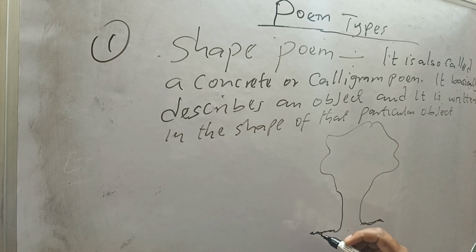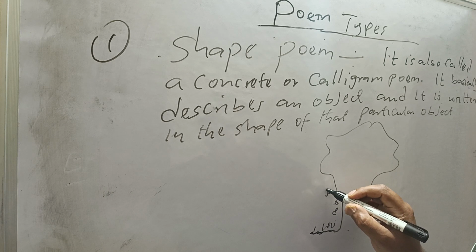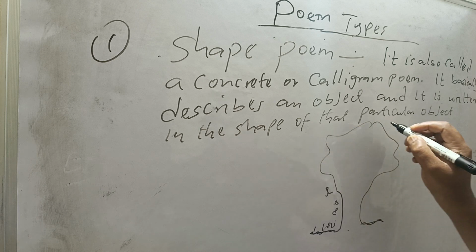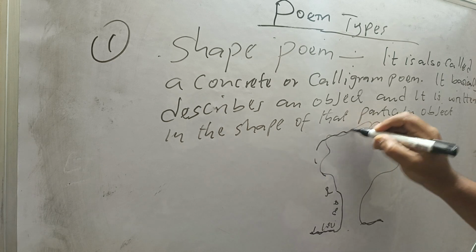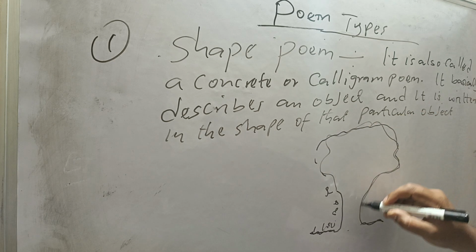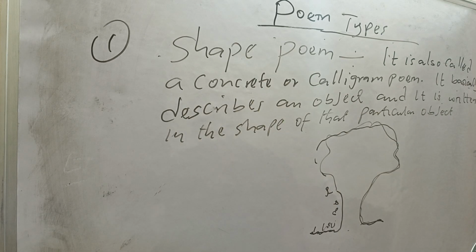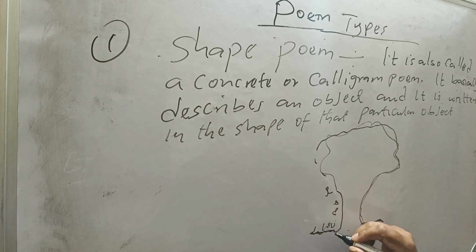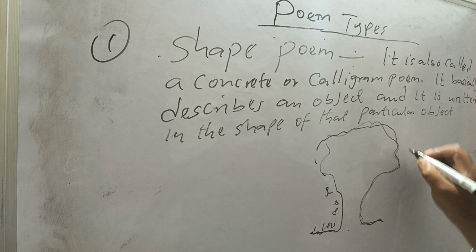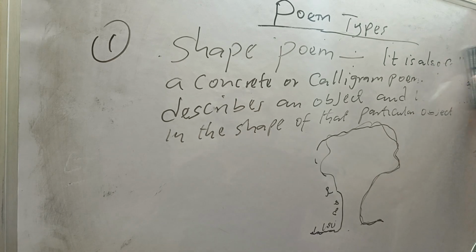For example, these are the words: I love my country's tree. They are very strong and beautiful. So you have to write the words to make exactly the tree shape. That is what the shape poem is about. If you give your title as a car, you have to write about the car like this. You use the words to draw the car while writing the words. So let's take a look at another one.